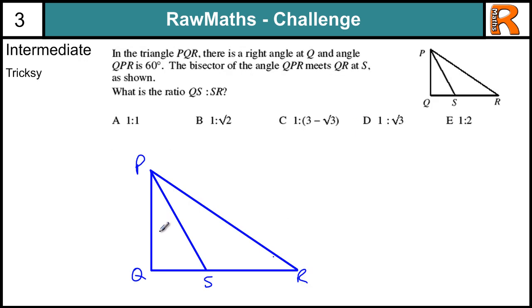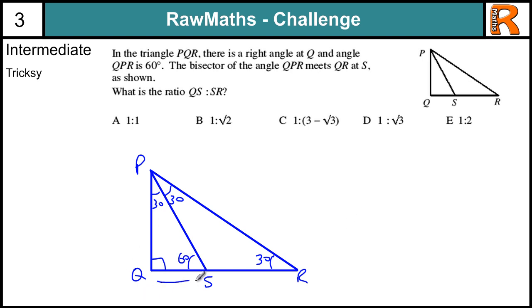Intermediate Trixie question solution from Raw Maths Challenge number 2. Okay, we've got this shape, I've enlarged it and put it here. And we're told that the bisector of the angle QPR meets QR at S. So this line PS bisects this angle. This angle is 60, so this is 30. This is a right angle, we're told it's a right angle. This is 60, a right angle, so this is 30. And this is 30, and that's a right angle, so this is 60.